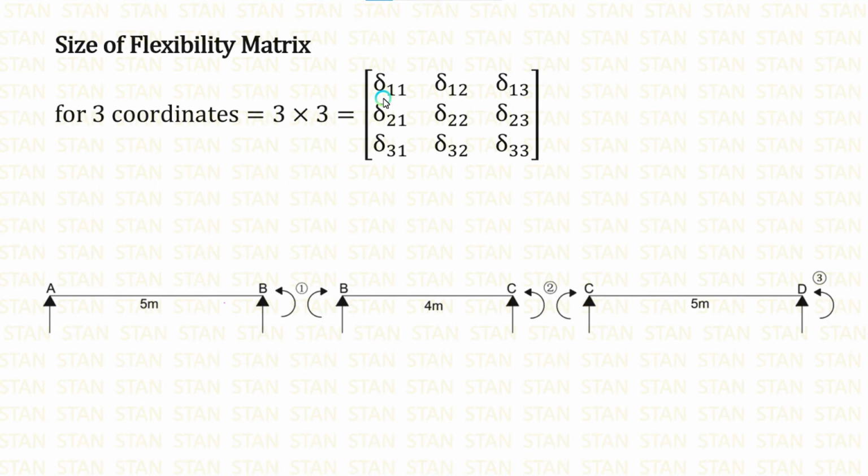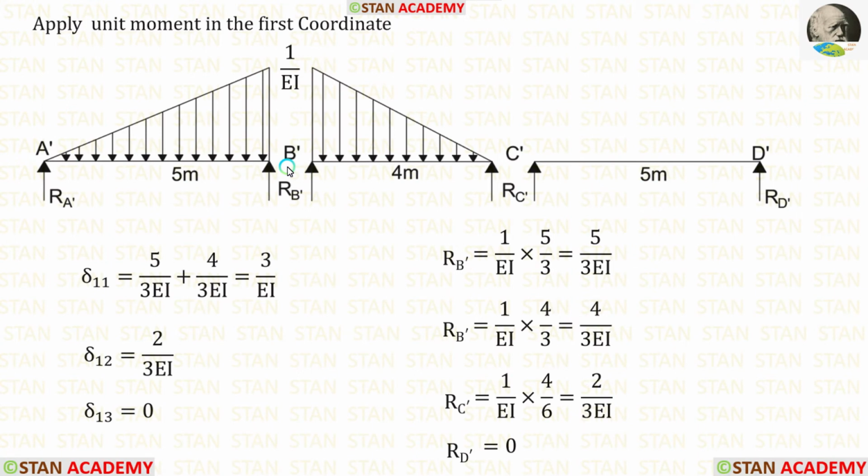Now, let us calculate the first row in the flexibility matrix. For that, we have to apply unit moment in the first coordinate. When we apply unit moment in the point B, here the moment will be 1 and here it will be 1. Using that, we can make these diagrams. We know that in the conjugate beam, we have to divide the moment by EI. Now, let us calculate delta 1, 1.